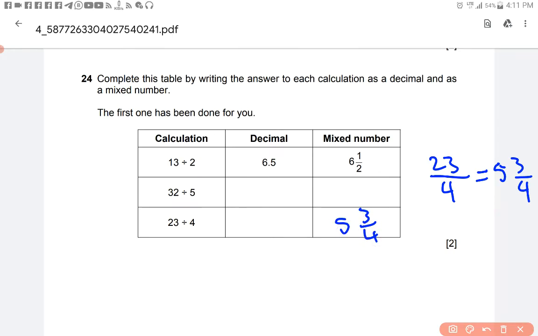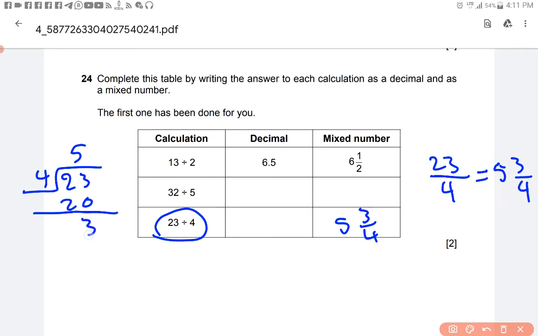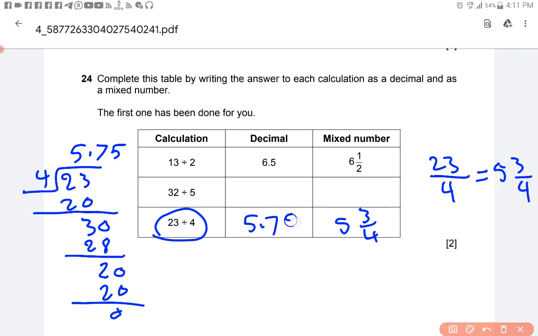And you can make it as a decimal by dividing 23 by 4. 23 divided by 4 equals 5, 5 times 4 equals 20, then subtract, 3, put 0 here and a decimal point. 30 divided by 4 equals 7, 7 times 4 is 28, subtract here 2, then add 0, 20 divided by 4 equals 5, 5 times 4 equals 20, subtract 0, it will be 5.75.